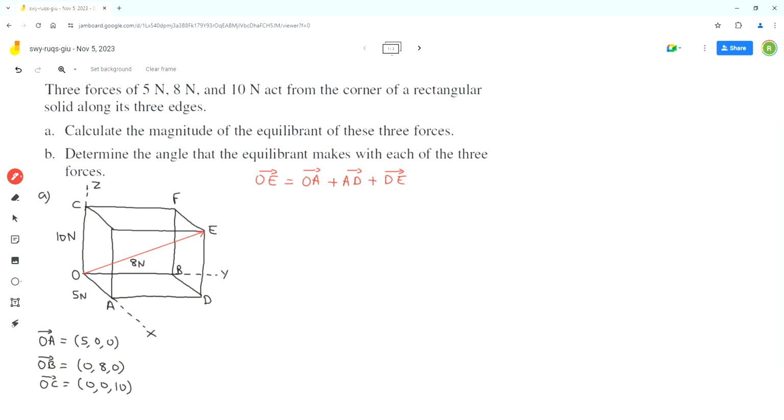Now vector AD is equal to vector OB because in a rectangular solid, opposite edges are equal to each other in length and are parallel to each other. Similarly, vector DE is equal to vector OC because in a rectangular solid, the opposite edges are equal in length and parallel to each other. Now we can use the three vectors we wrote for the three forces to find vector OE.